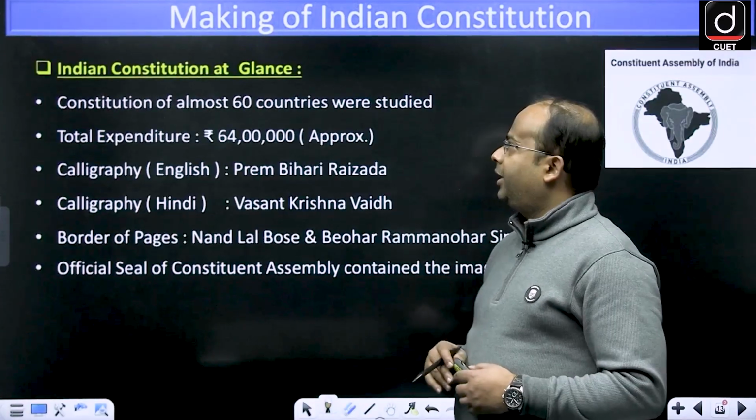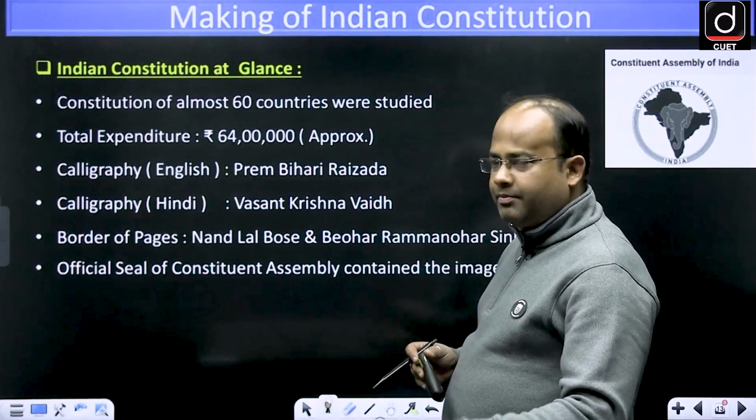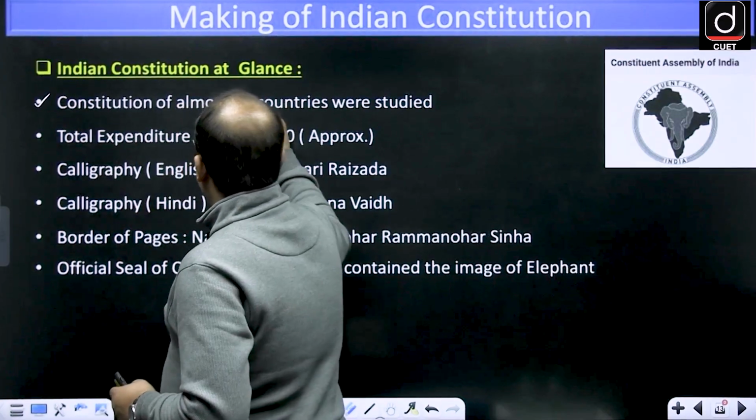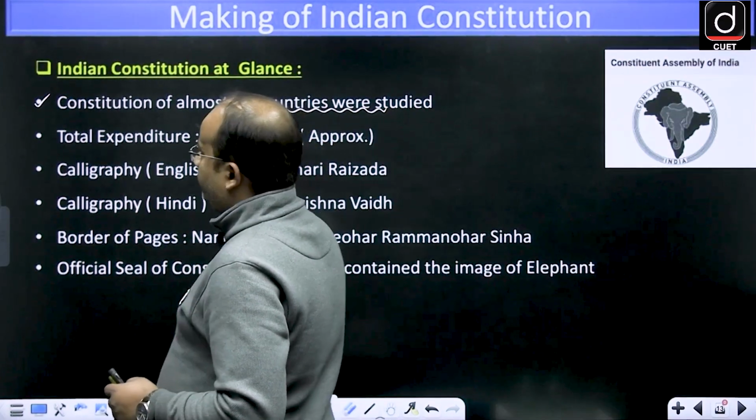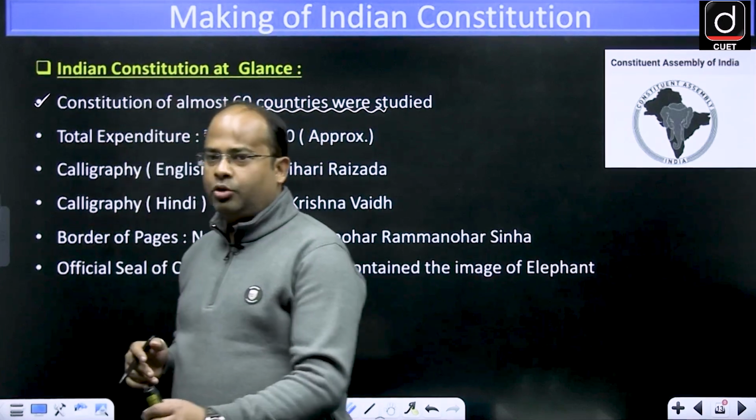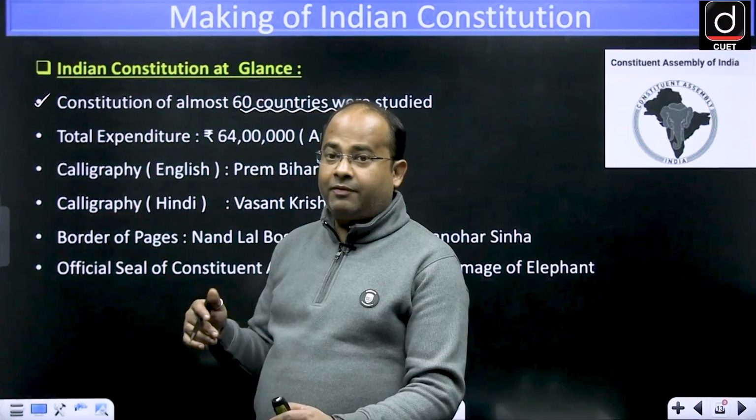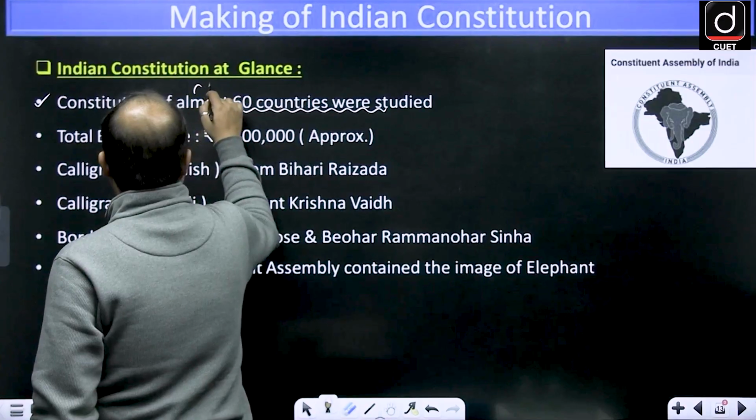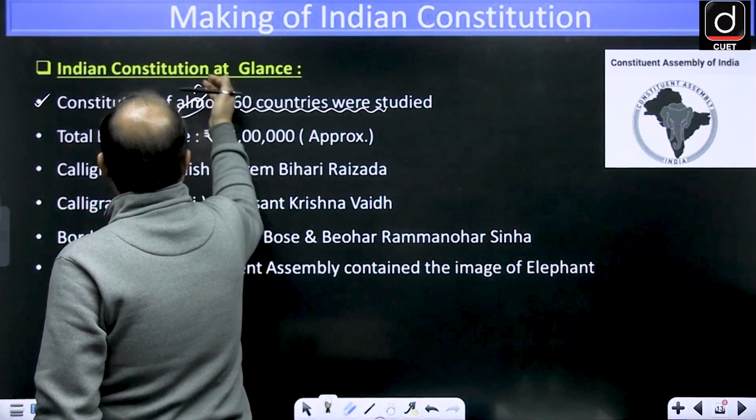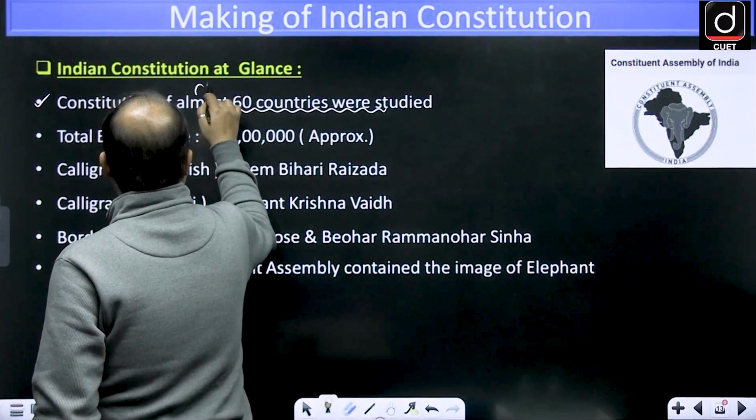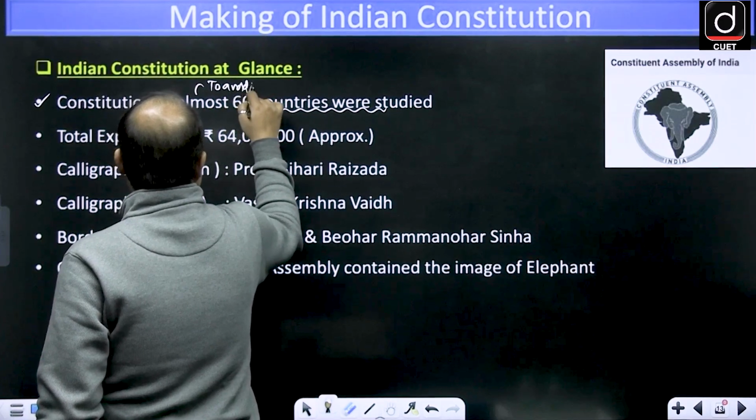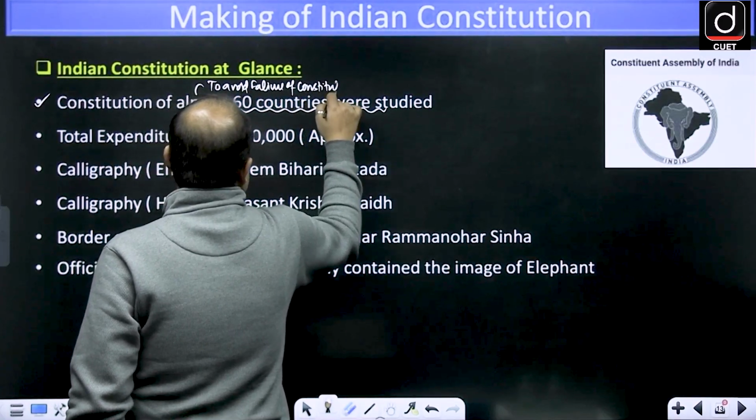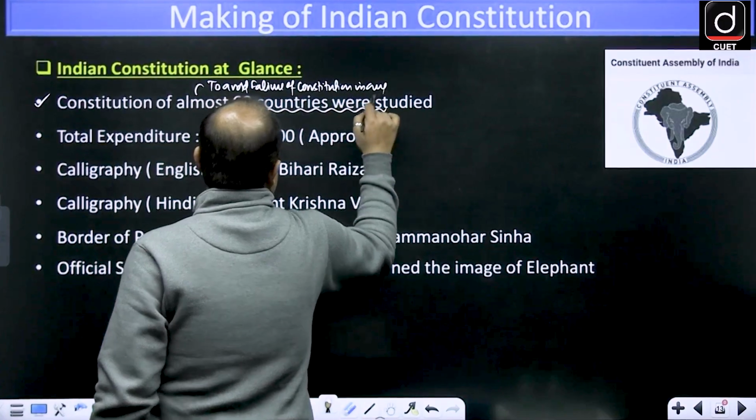Now guys, let's come to the Indian Constitution at a glance. That means important features. First, to draft the Constitution of India, the constitutions of almost 60 countries were studied before drafting. Why so? Because the constitution should not fail in any condition, to avoid failure of the constitution in any condition.